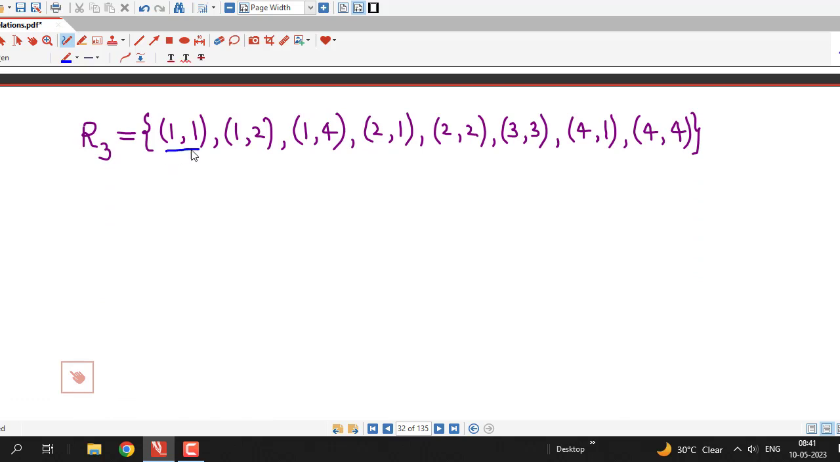Again we consider (1,1), (2,2), (3,3) and (4,4). So there is no problem for this type of elements for symmetry as well as antisymmetry. Now I have to check first for symmetry. So (1,2) belongs to R3, and if we change the order, then (2,1) belongs to R3. So that condition is satisfied for this element. Now (1,4) belongs to R3. If I change the order, (4,1) is also in R3. So this means R3 is symmetric.